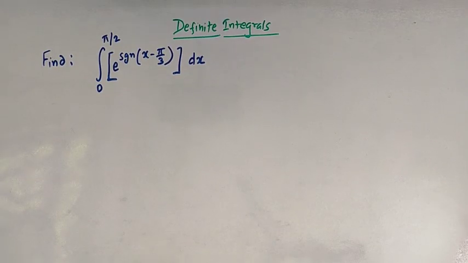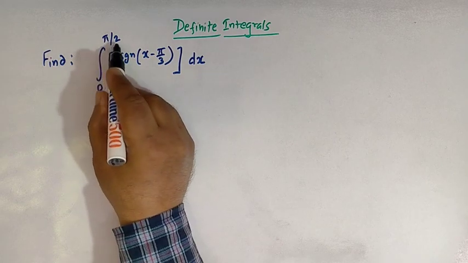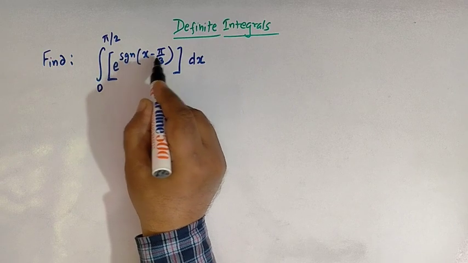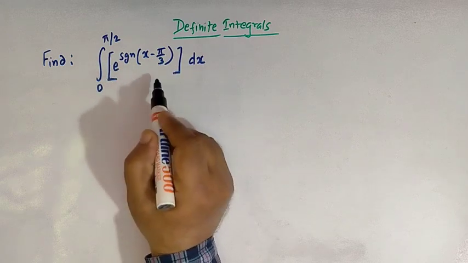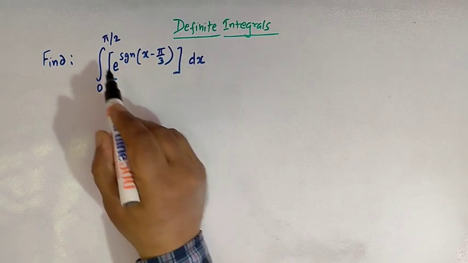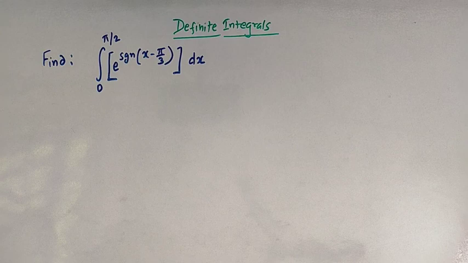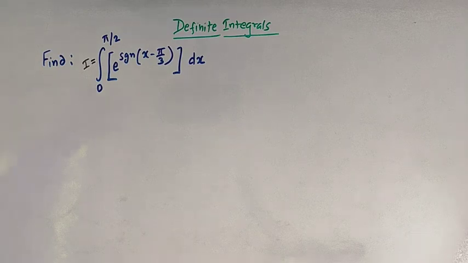Hello viewers, in today's class we are going to discuss one important definite integral involving the greatest integer function and the signum function. So here we have to solve this integral from 0 to pi by 2 of the greatest integer of e raised to signum of x minus pi by 3. The important thing is that we have two important functions in mathematics, the greatest integer function and the signum function. So let us solve this integral, and let us first call this integral as I.